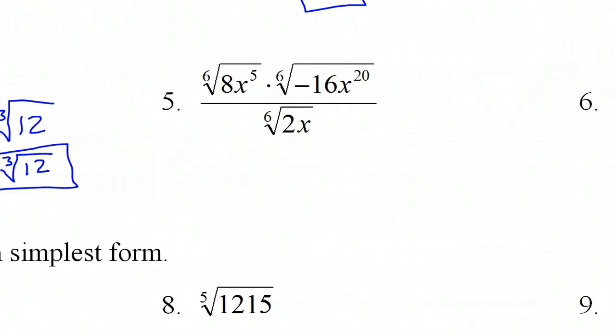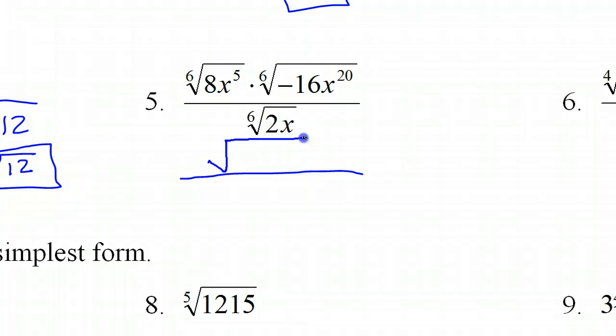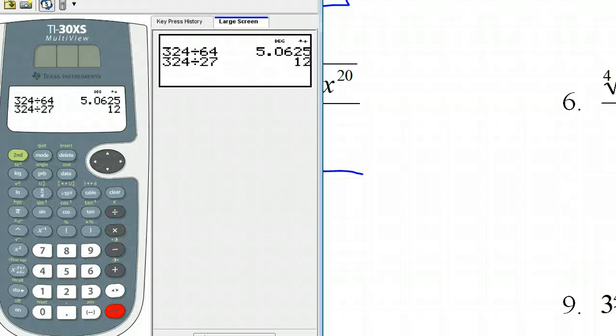Okay, now let's take a look at number 5. All of these are root 6, which means I can do the multiplication and the division. So up in the top, I'm going to have the 6th root. Now 8 times negative 16. I've got 8 times negative 16. That's negative 128.